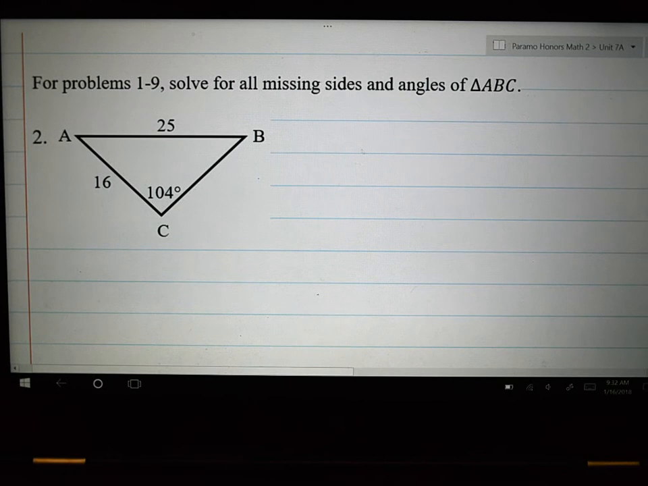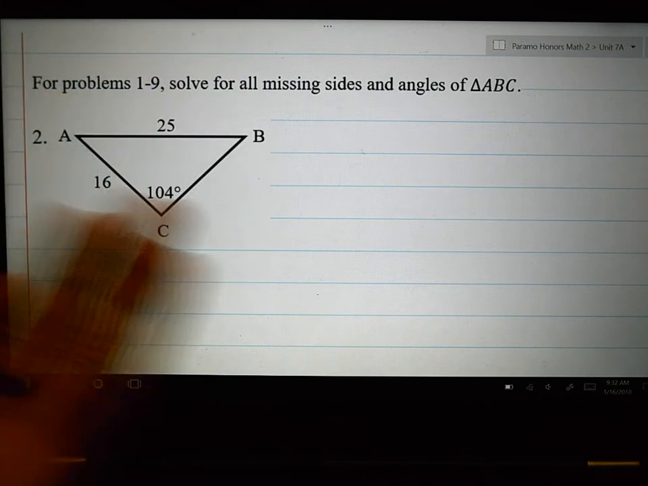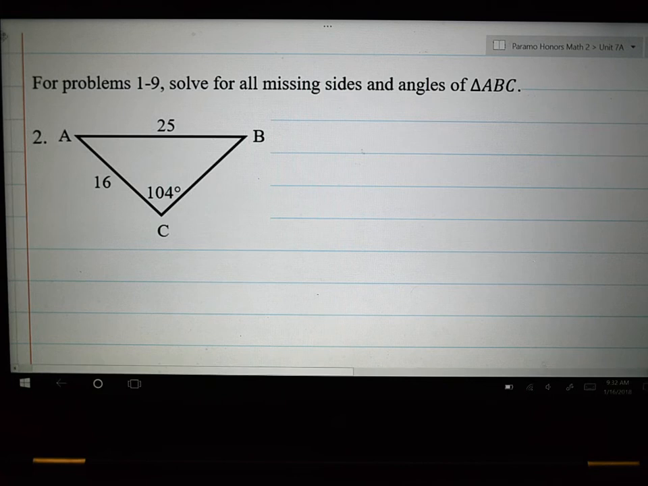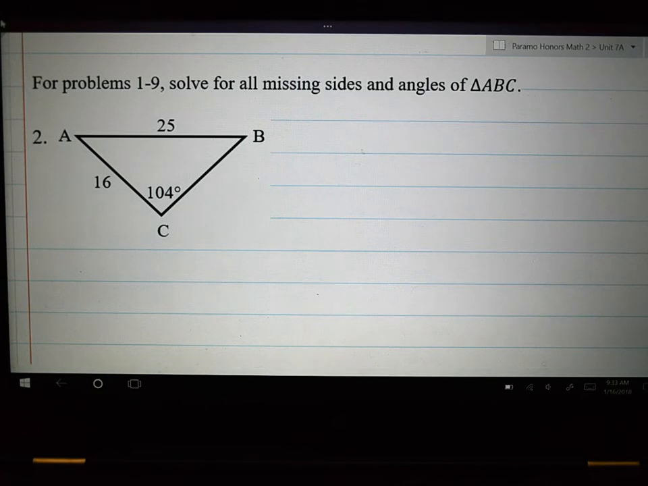Number 2 says, for problems 1 through 9, solve for all missing sides and angles of triangle ABC. Do we have a right angle here? So you cannot use SOHCAHTOA. You can't use sine, cosine, or tangent. You can only use SOHCAHTOA when there's a right angle. There is no right angle here. Do not assume that there's a right angle if it doesn't have a right triangle in there. So what are we going to use? We're going to use the law of sines.